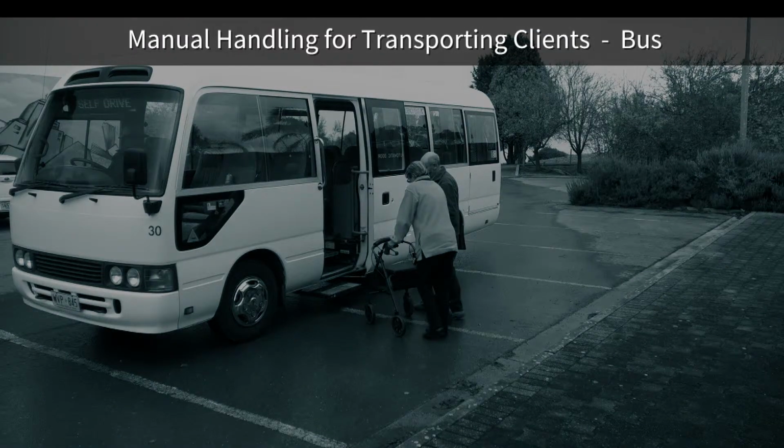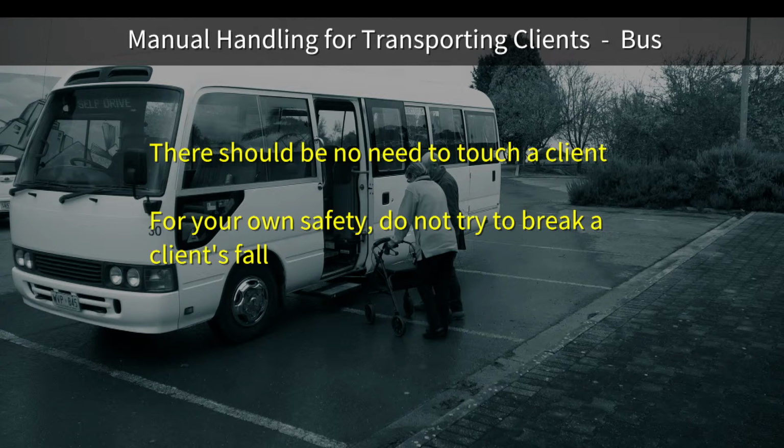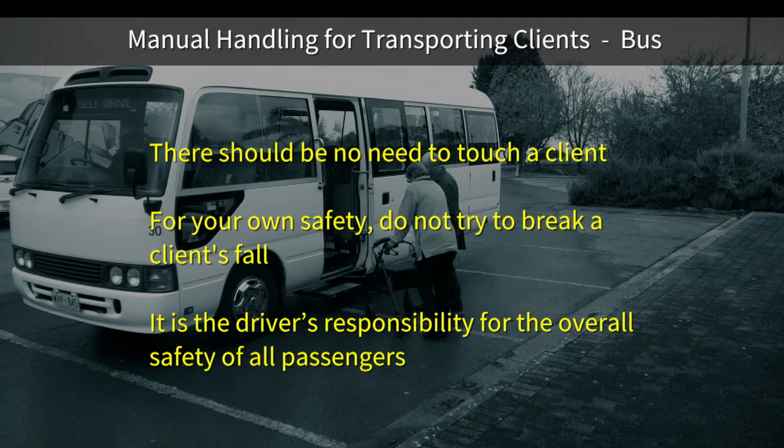In summary, the key points to remember are: there should be no need to touch a client. For your own safety, do not try to break the client's fall. It is the driver's responsibility for the overall safety of all passengers.